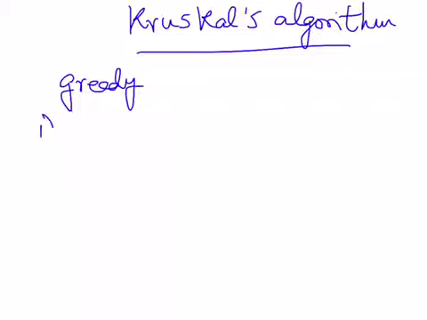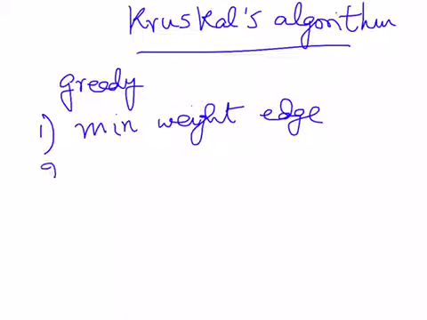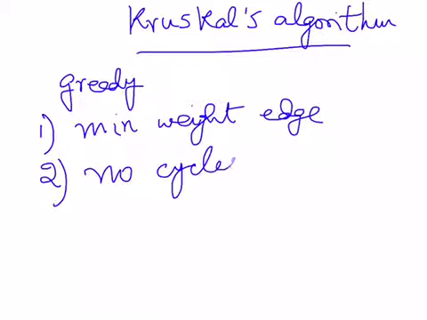So there are two things to be done in Kruskal's algorithm. Basically, at every step we have to figure out what is the minimum weight edge that is available for addition to the forest. And second, we have to ensure that when we add an edge, it shouldn't introduce a cycle, because if you introduce a cycle, then a tree is no longer a tree. So no cycles when we introduce an edge.